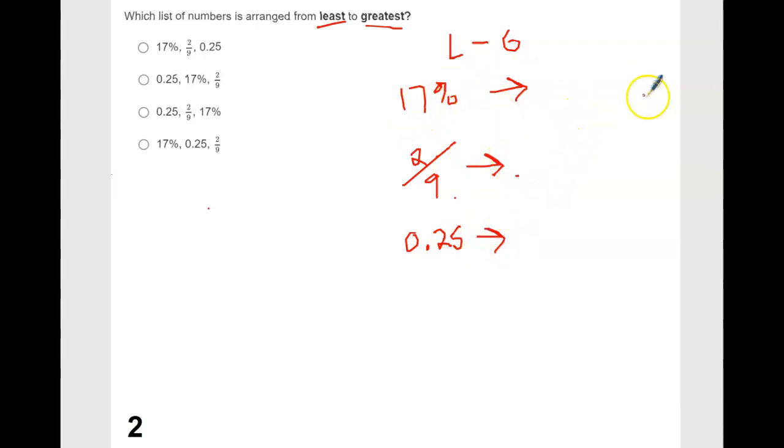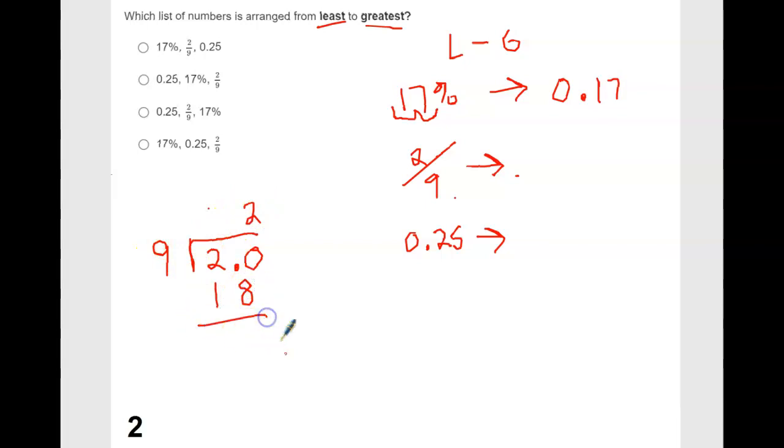So 17% will become 0.17. All I did there was take that decimal that would be at the end, move it over 2 places. 2/9, I'm going to have to do some long division. So I put 9 into the 2, and I'm going to have to add a decimal and at least 1 0 there. 9 can go into 20 2 times. 2 times 9, I get 18. And 20 minus 18, I get 2.